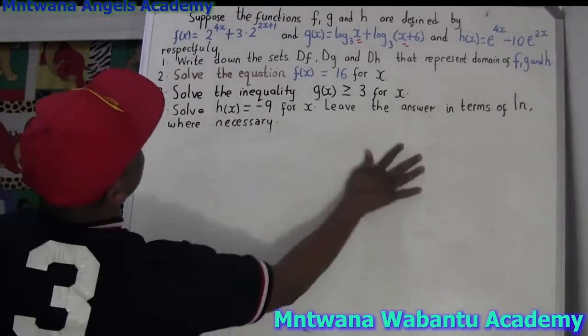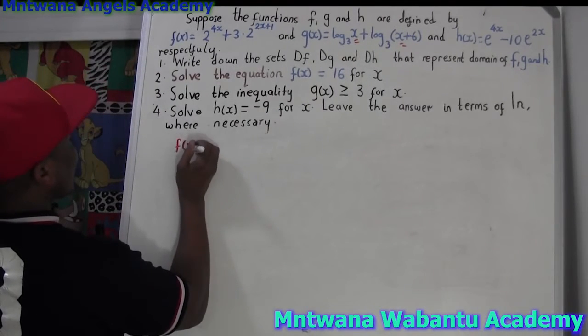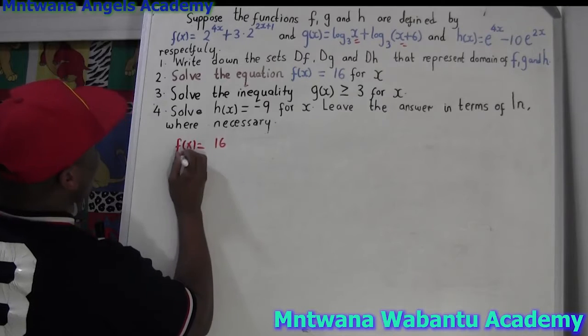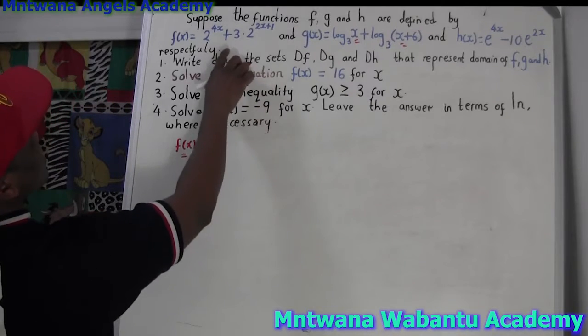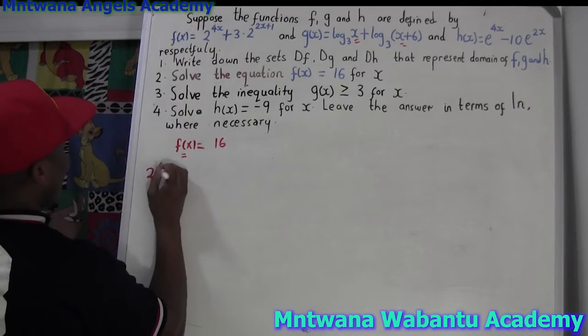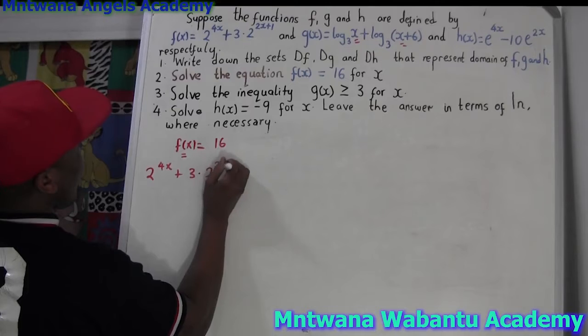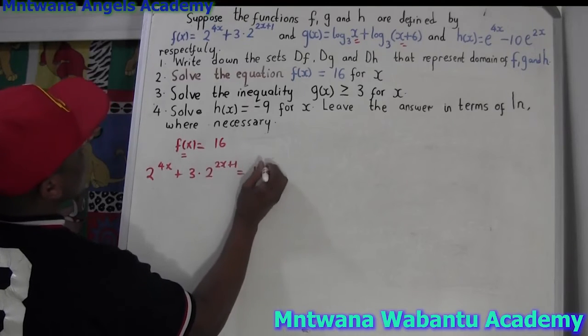Okay, so number 2, they say solve the equation f of x. So they give us f of x equal to 16. But what is f of x? Oh, we have f of x. So instead of this f of x, I'll say 2, and then this is going to be 4x. And then we plot 3, and then we got 2x plus 1, and then equals 16.